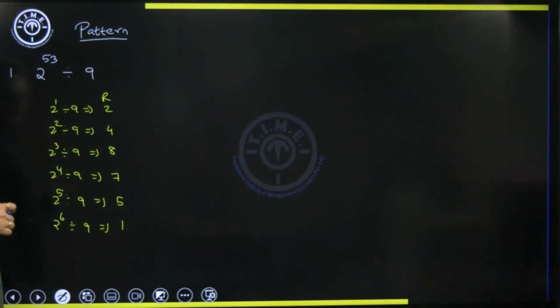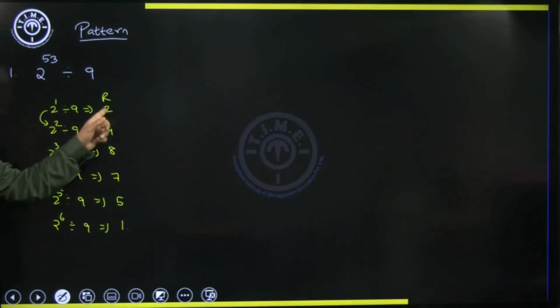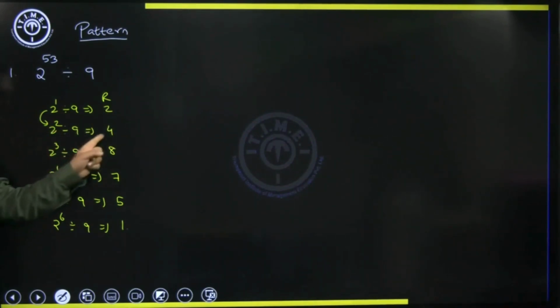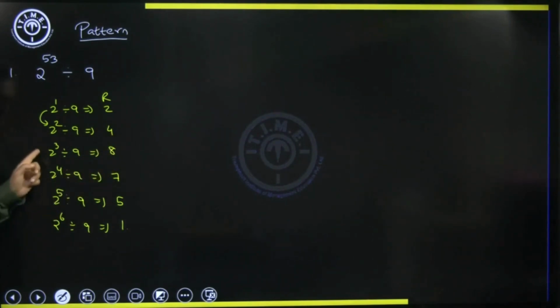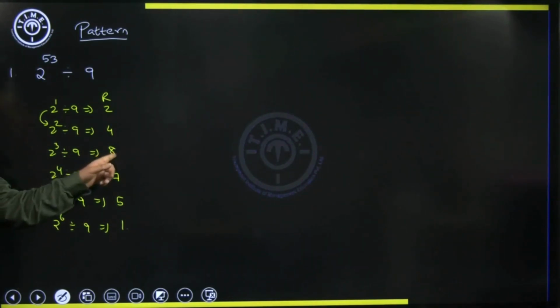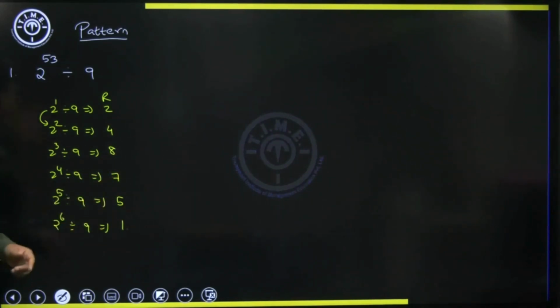I'll tell you why. Please note, from here to here, can I say the number is doubled, right? 2 is becoming 2 square, that means double. Remainder will also double. 2 square is becoming 2 cube, double. Remainder will also double. Double, 8 will also double. Now, after doubling, 8 will become 16. But 16 cannot be a valid remainder, right? Because it's more than 9. What do we do? We redivide. Redivide that 16 by 9 in your heads, you'll get 7. So number is doubled, remainder is also doubled.